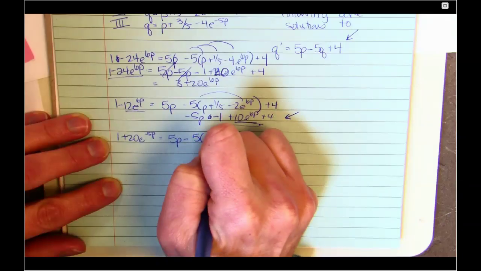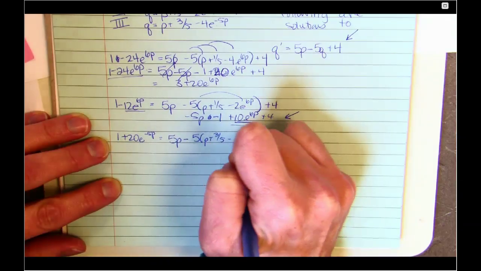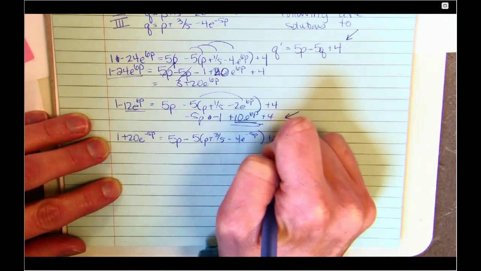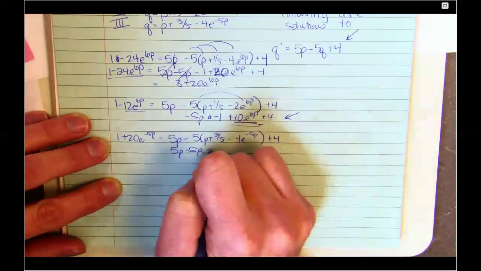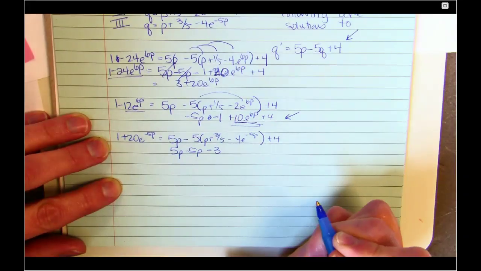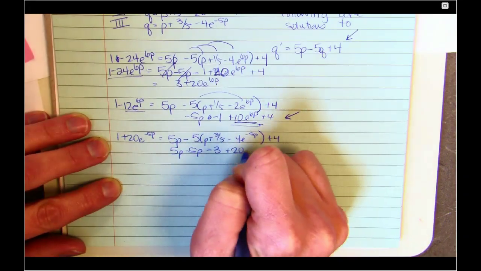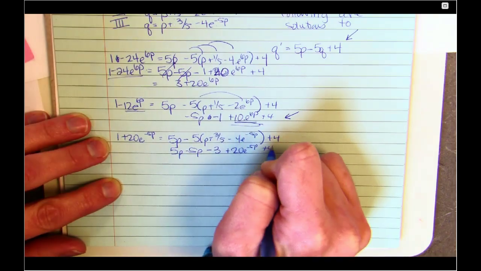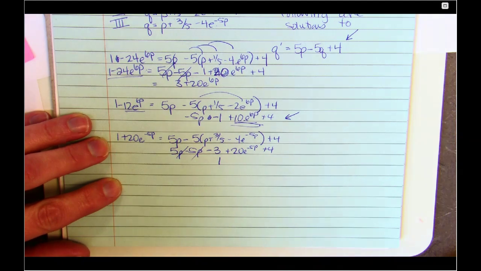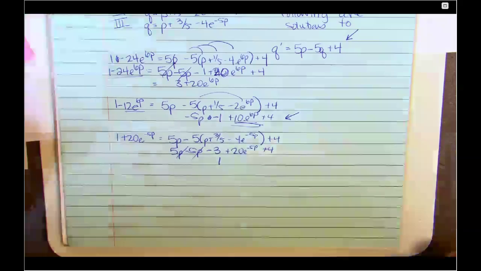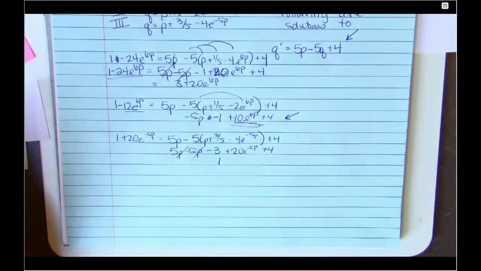P plus 3/5 minus 4 e to the negative 5p plus 4. So 5p minus 5p minus 3 plus 20 e to the negative 5p plus 4. There it is. Oh, because there's a plus 4 on the end. There was a plus 4 in every one.